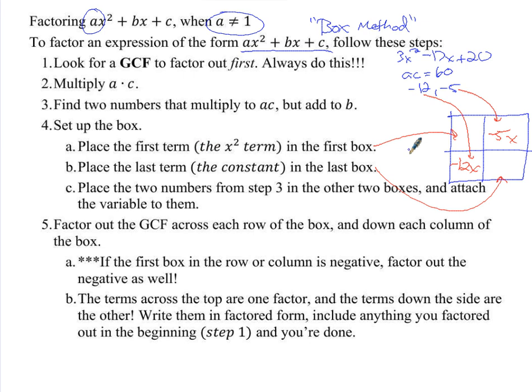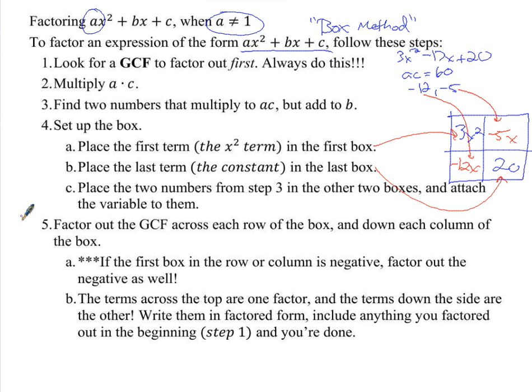From the x squared term going in the first box, I'll have 3x squared there. And the constant term going in the last box, that 20, will go there. That sets up the box. And that is all of step 4.